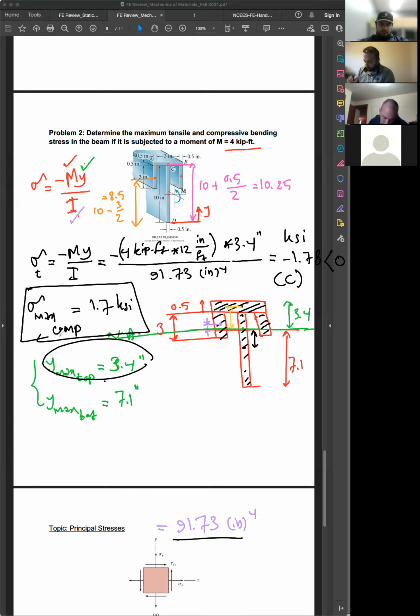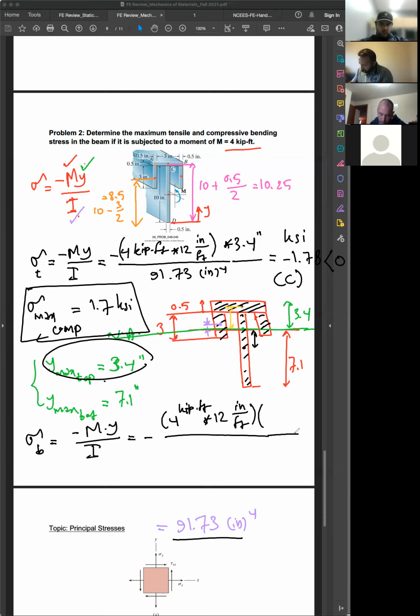All right. Let's find the bottom one. Negative My over I. The moment still is 4 kip-feet multiplied by 12 inches per foot. Multiply the y of bottom, 7.1, but it is negative, don't forget, because it is at the bottom. Your y goes like this, positive from the neutral axis up, so this is negative. Over the moment of inertia, 91.73.